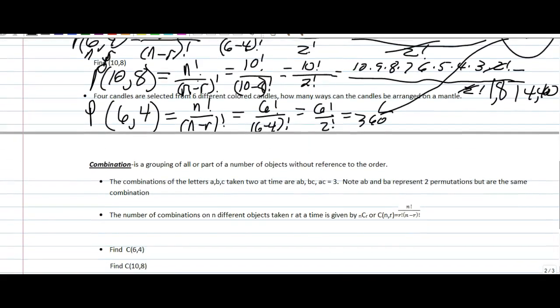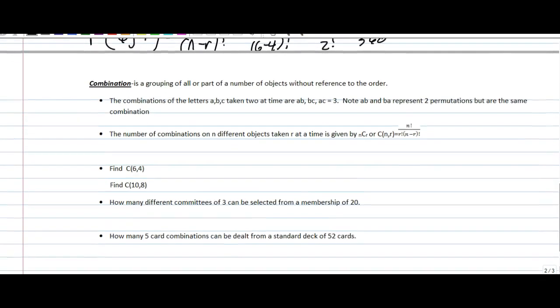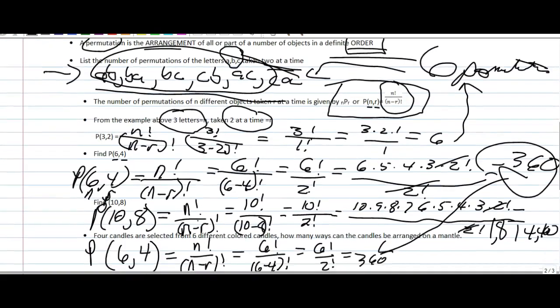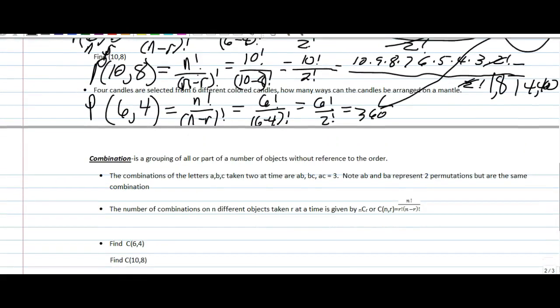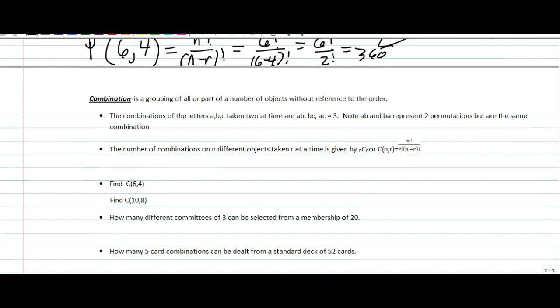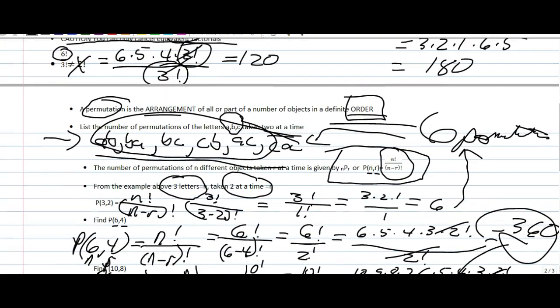Now, the next thing we're going to talk about is a combination. And a combination is different from a permutation. In a combination, we're interested in the grouping, not the order. So let's look at the same problem, but this time we're going to look at the number of combinations of the letters A, B, C taken 2 at a time. Remember, there are 6 permutations because every time I change the order, I have a different permutation of the letters A, B, C taken 2 at a time.